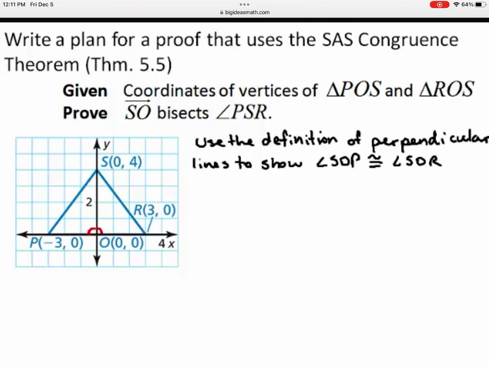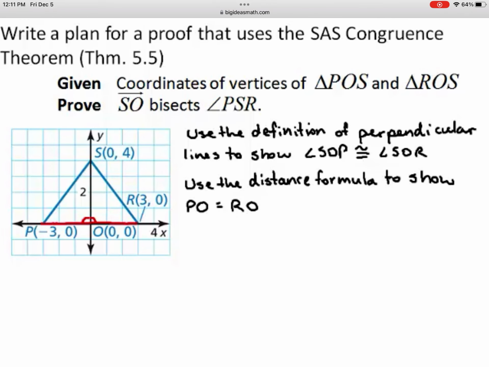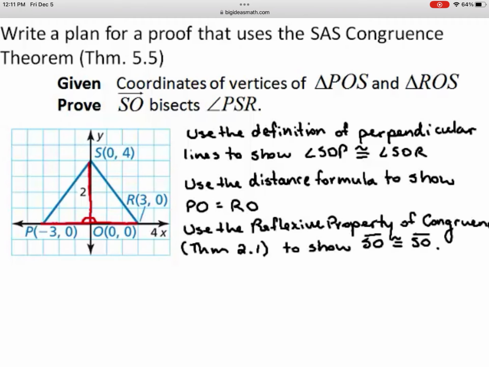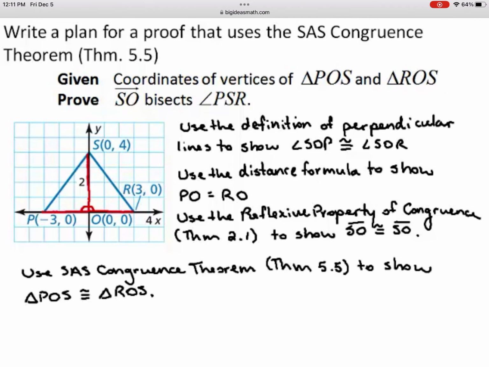Use the definition of perpendicular lines to show that angle SOP is congruent to angle SOR, because the x-axis is perpendicular to the y-axis. Use the distance formula to show that PO equals RO. Use the reflexive property of congruence to show that line segment SO is congruent to line segment SO. Then use the SAS congruence theorem to show that triangle POS is congruent to triangle ROS.